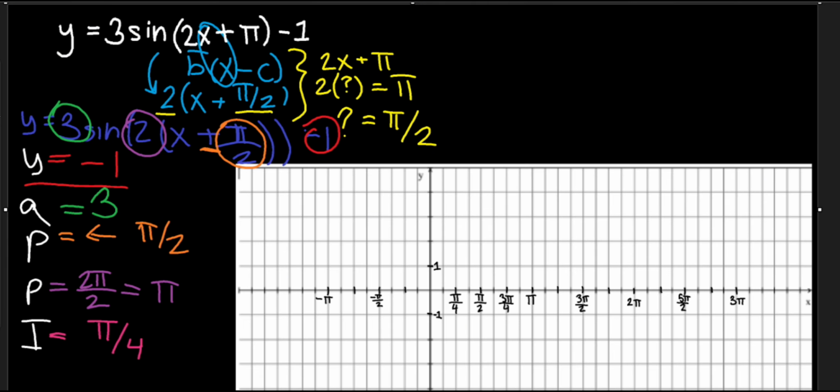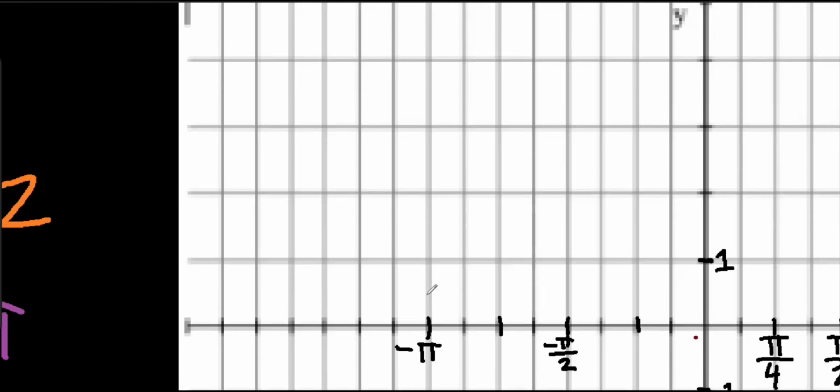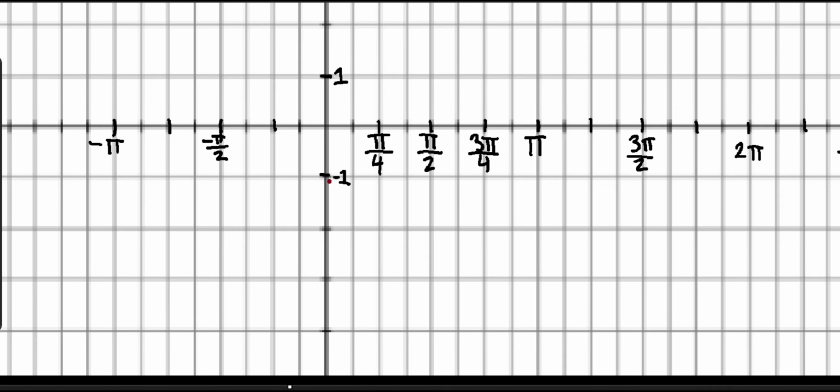Now for the actual graphing. So first thing that we have to do is graph our midline. So our midline is at y equals -1. So I'm going to go ahead and do a dashed line at y equals -1.